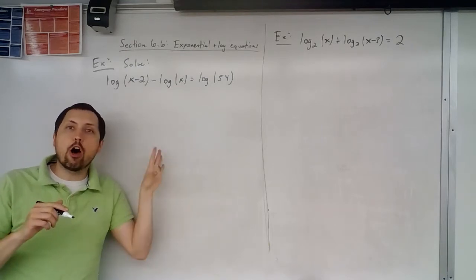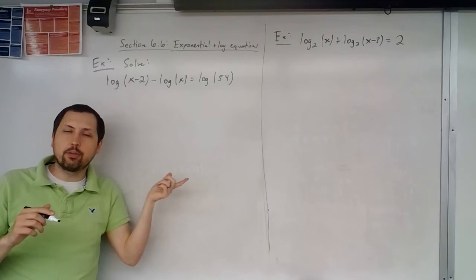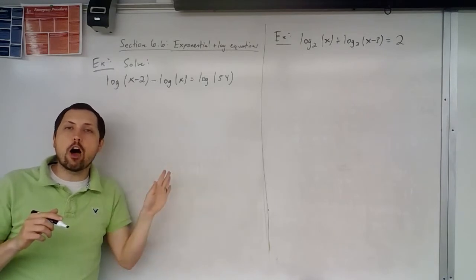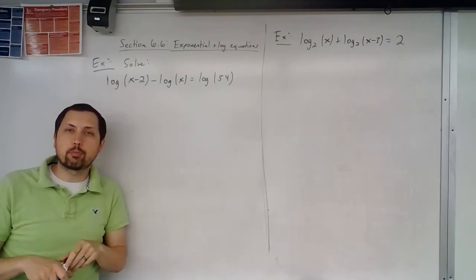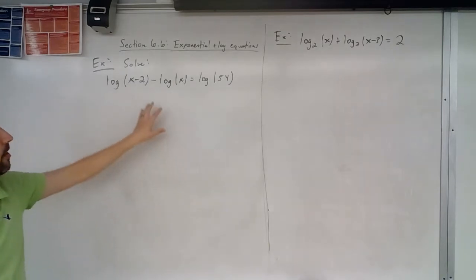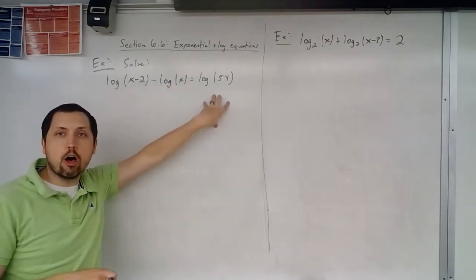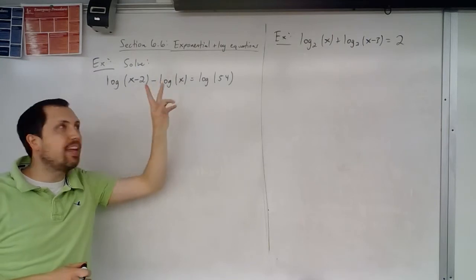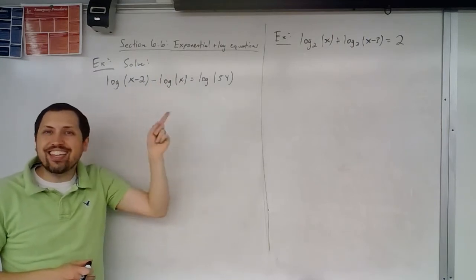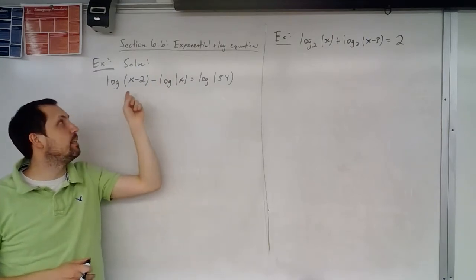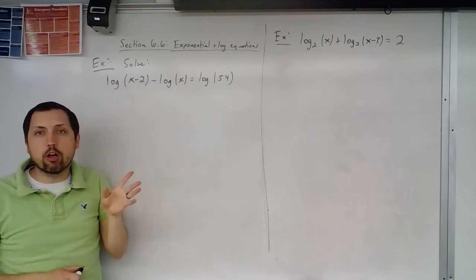Either if we have a log equal to a log, I set the insides equal. Or if I have a log equal to a number, I turn that into exponential form. Here I'm trying to write this as a log equal to a log because I have logs on both sides. But here I have two logs. I cannot simply drop all of the logs.